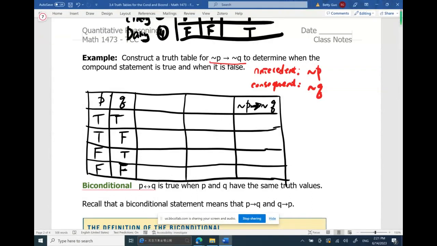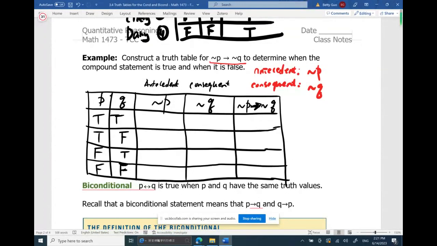Yeah, you need to do the same thing on your scratch paper. So the antecedent is not P. The consequent is not Q. Antecedent implies consequent gives us the target conditional statement. This is the structure of this truth table. Let's fill in the blanks.